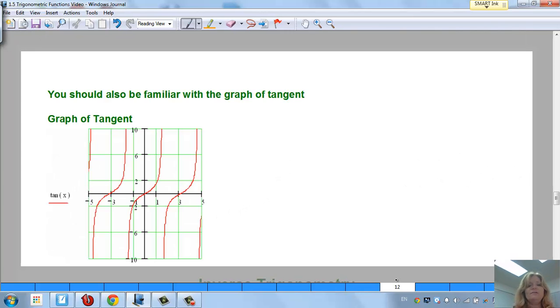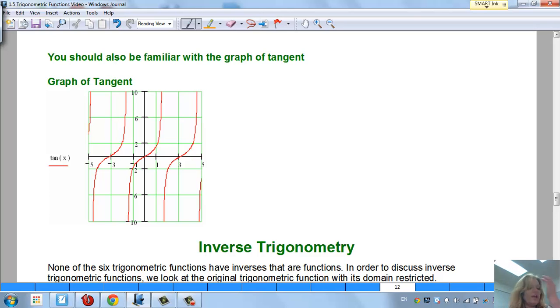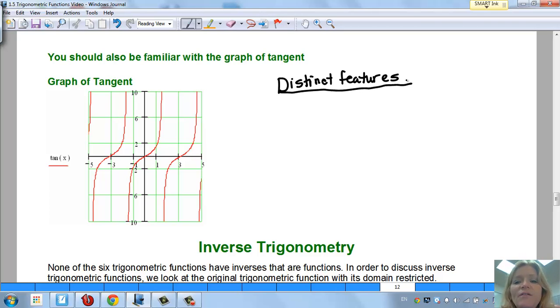Let's look at the graph of tangent. Now I promise you I won't ask you to come up with the equations for the graph of tangent. Tangent is so much different because the distinct feature of tangent is that it does not have a min or a max because of the undefined part. So there is no finite amplitude is how we say that. Number one, no finite amplitude.